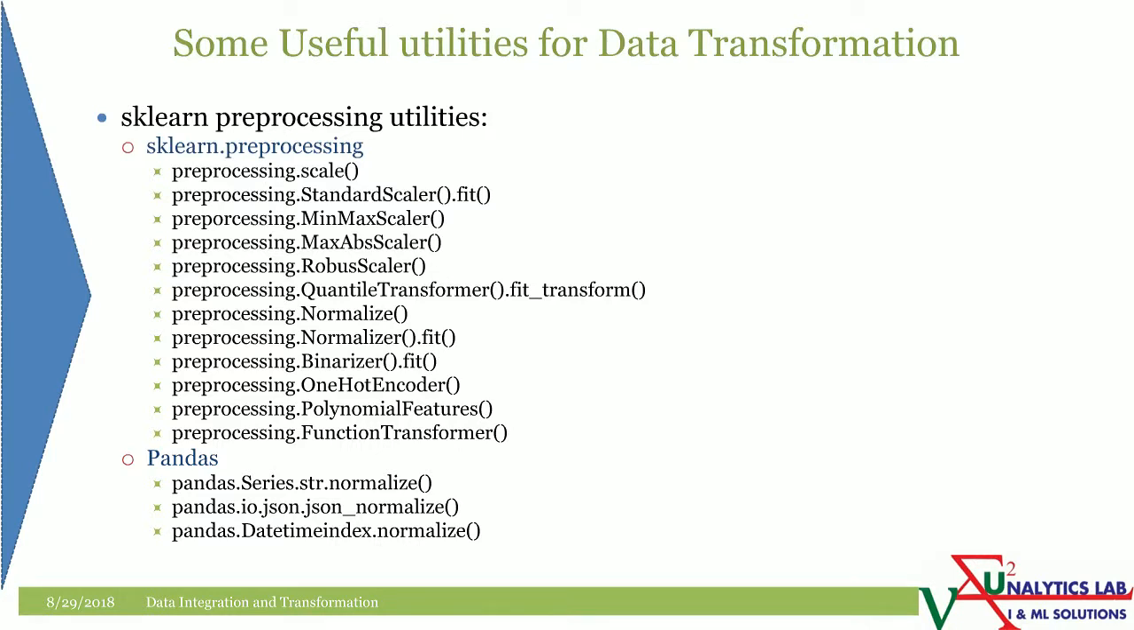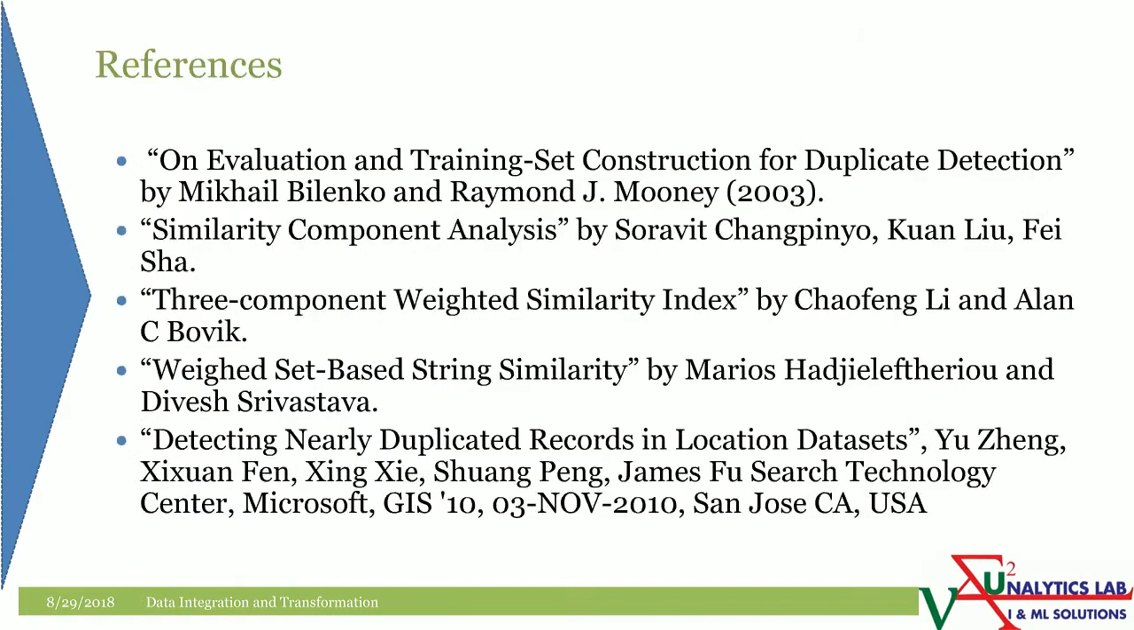In pandas we have many more utilities. Some of them are pandas.Series.str.normalize, pandas.io.json.json_normalize, pandas.DatetimeIndex.normalize, etc. So many more utilities are available. You can look at these utilities and use them as appropriate.